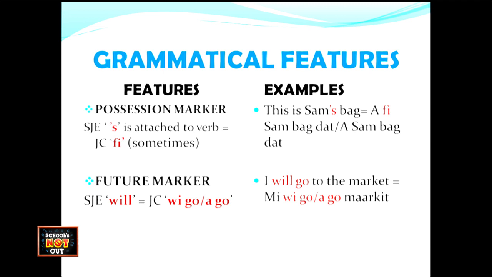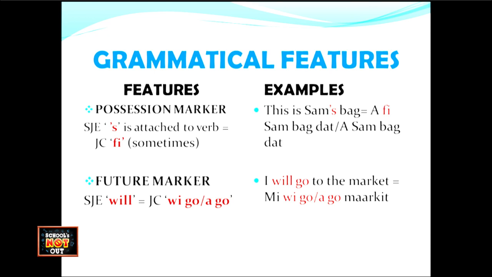Possession marker. And this has to do with ownership. In standard English, we simply add the apostrophe S to show ownership. Can we do this in Creole? Oh, yes. Now, what happens in Creole? We use the word fi. So this is Sam's bag. A fi Sam bag that. Or sometimes we eliminate the fi. And it is simply Sam bag that, and you know, don't touch it.